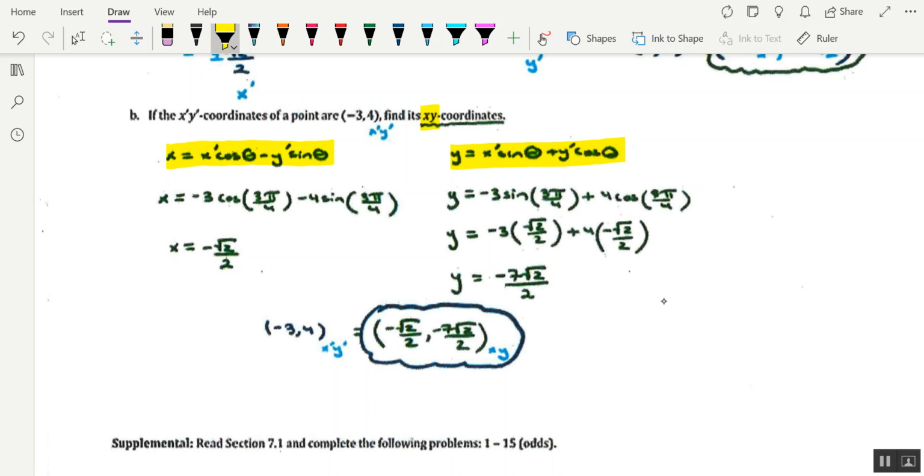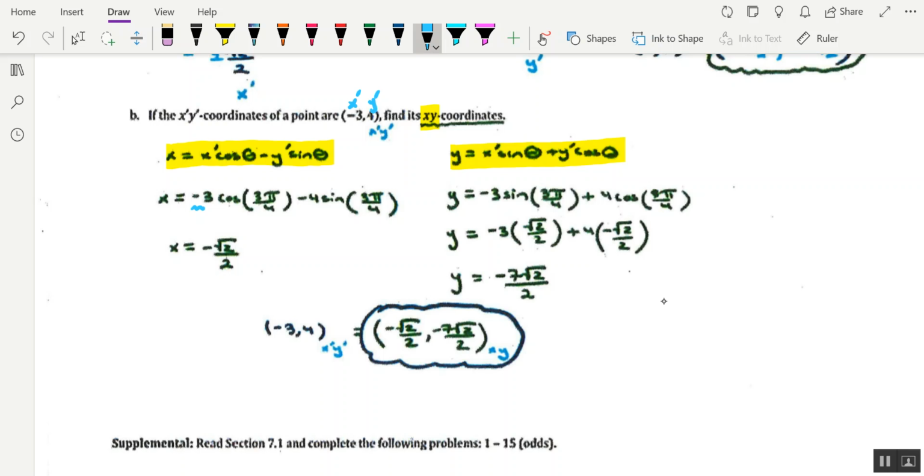Now it's important to note that the primes do not represent derivatives here. It's just alternative notation for x and y because of the different coordinate system. So essentially, all we do is we plug in the provided x prime y prime values. -3 is the x prime value, 4 is the y prime value.